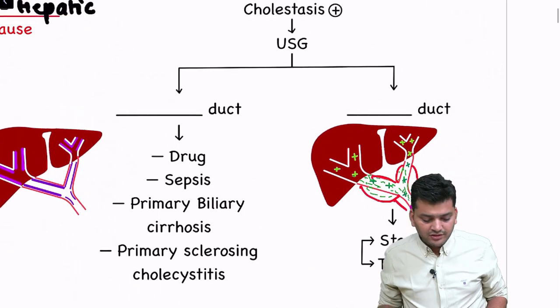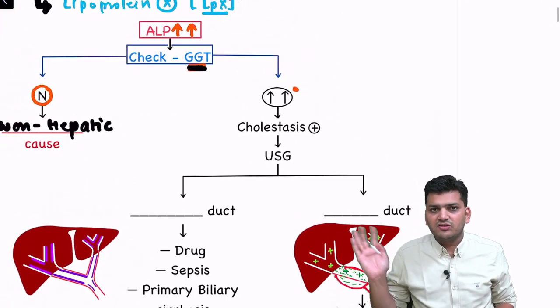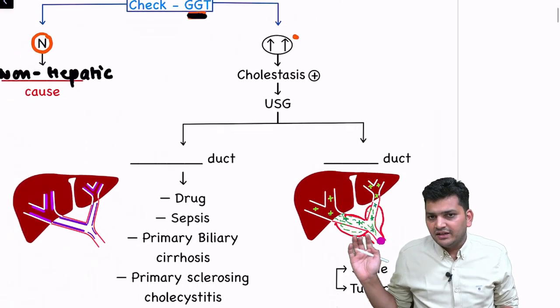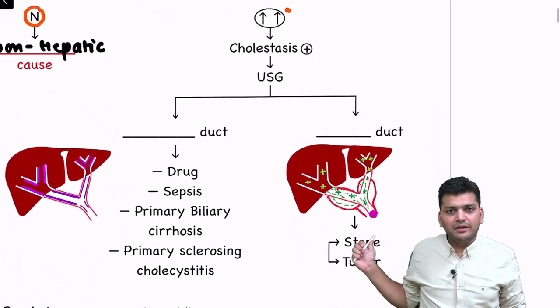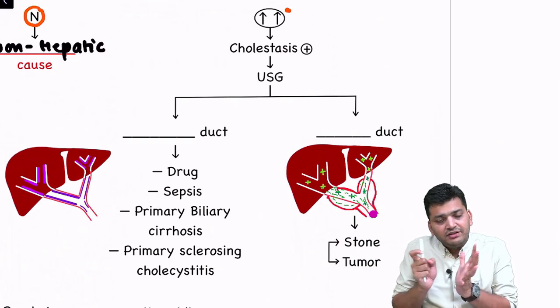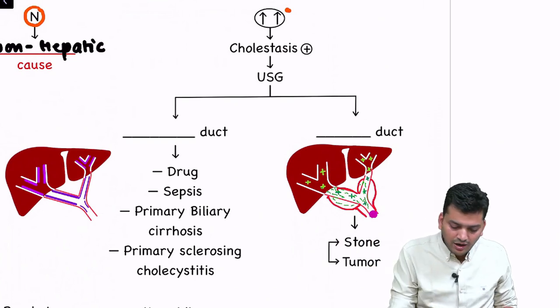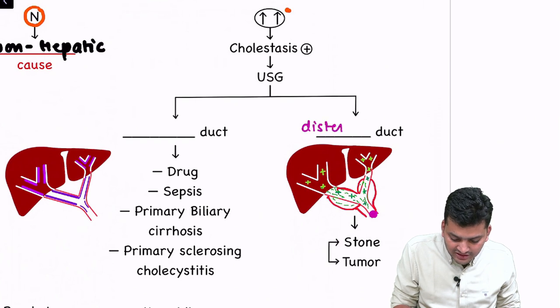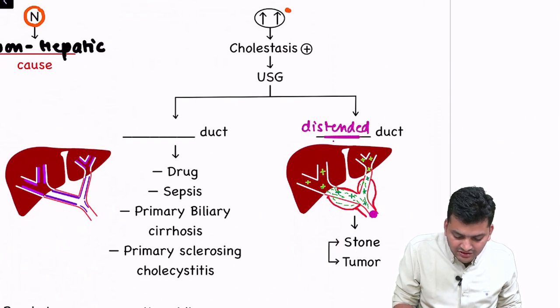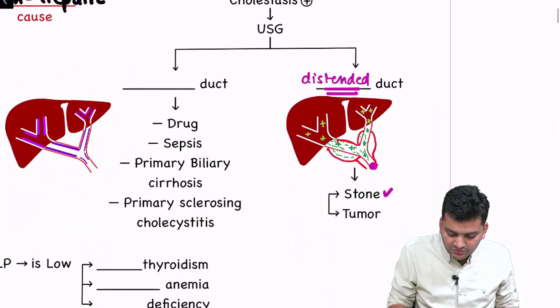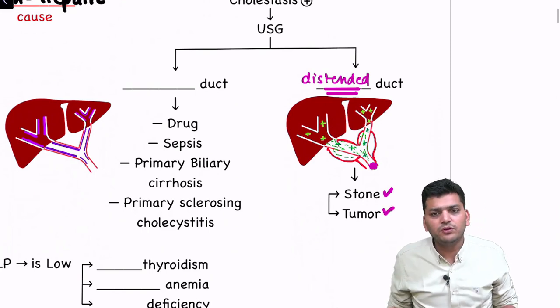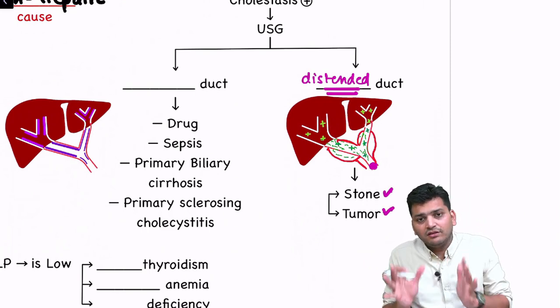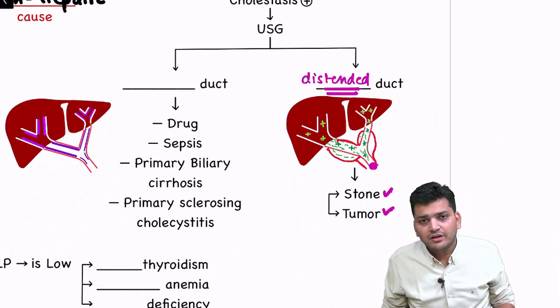So whenever alkaline phosphatase is increased and GGT is increased, you are saying it's stasis. If the stasis is extrahepatic, then there is going to be a distended biliary duct. So you have to check whether the duct is distended or non-distended. If it is distended, the obstruction is outside the liver. It may be because of a gallbladder stone or maybe a tumor, because of which the biliary duct has distended.